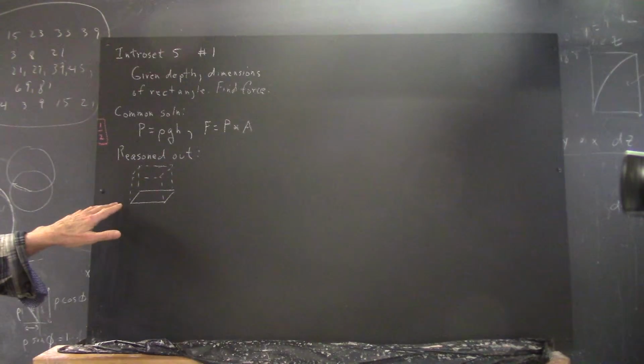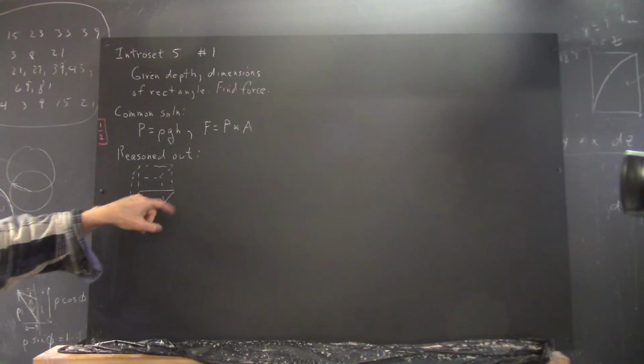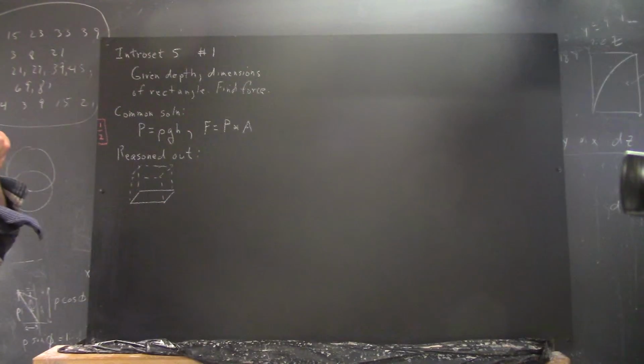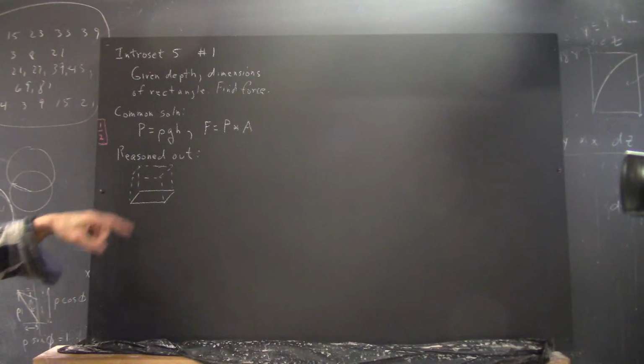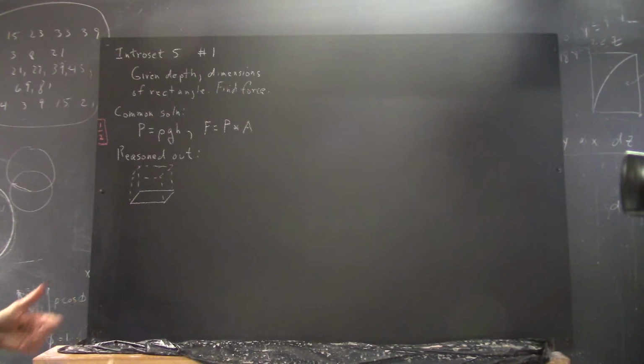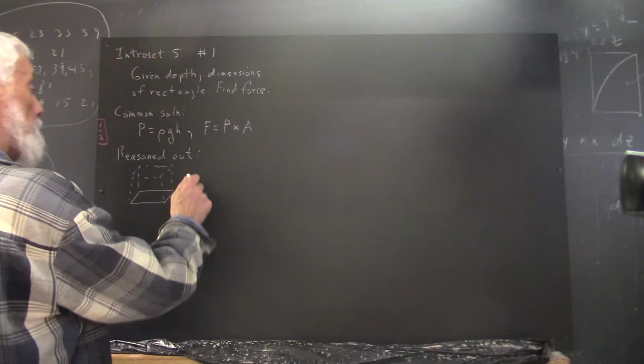Whether this is a rectangle of some material, or whether the rectangle is just the water at this particular depth, it's going to be the same. So what we have to reason out is the weight of the water above this rectangle. So what's the weight of the water above the rectangle?